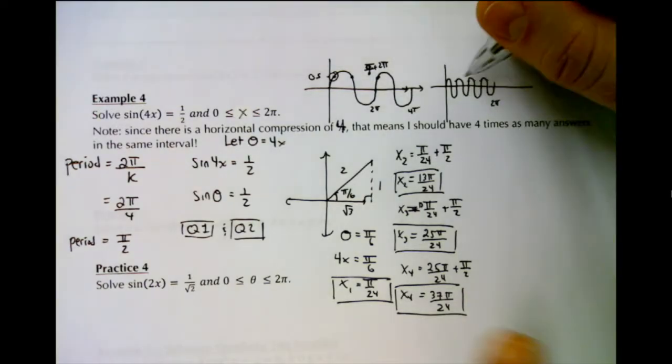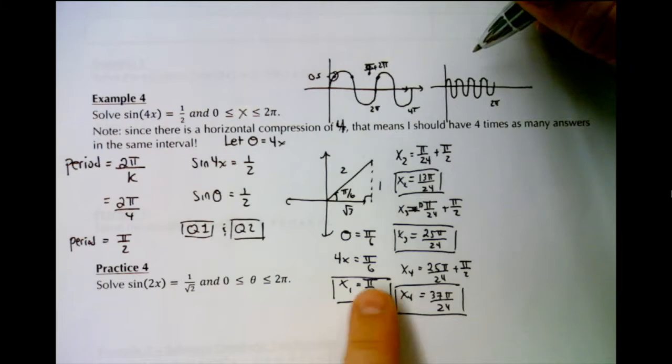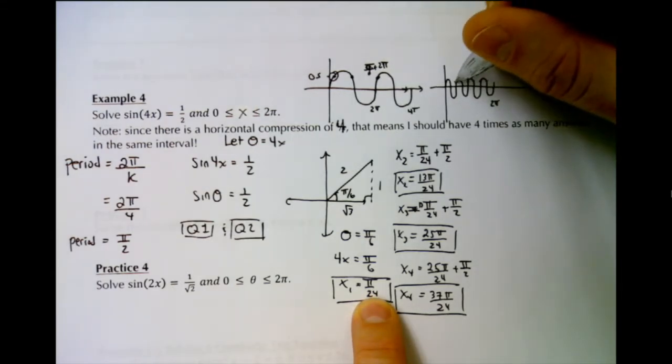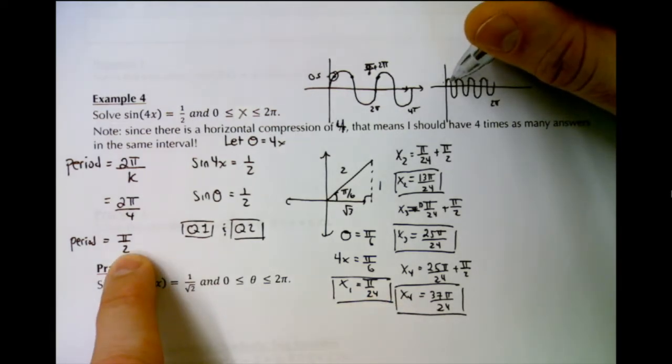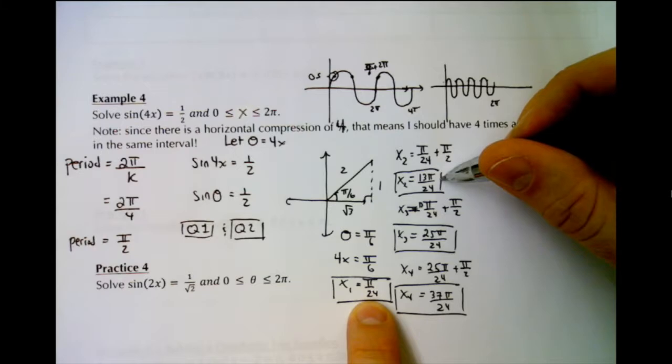So we do the same thing with the compression. To get to it the first time, well, we solved for it, that was pi over 24. To get to the same spot on the curve the next time, we add the period. Well, the period this time, since we're compressed, is pi over 2. So the next time we get there is pi over 2 plus where we got there the first time, which was pi over 24. That's how we get our 13 pi over 24.